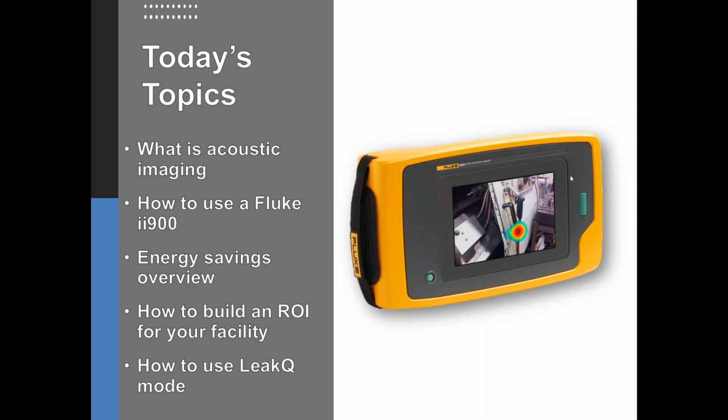And then where we're going to spend most of the time is getting into how to build an ROI for your facility, and then also how to use what's called leak queue mode on the ii900. It's a new feature that we came out with through a firmware upgrade that we want to get you all comfortable with, to not only estimate the monetary value, or the size or the cost of a leak, but also to help prioritize which leaks get fixed based on the findings in leak queue mode. So that's where we're headed.